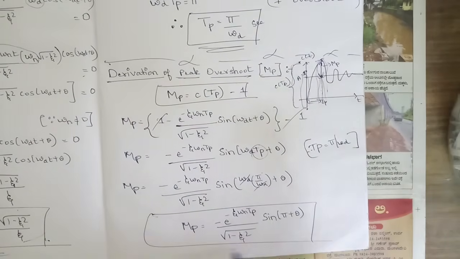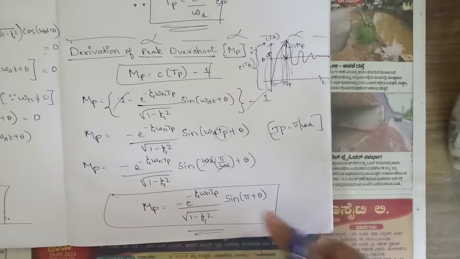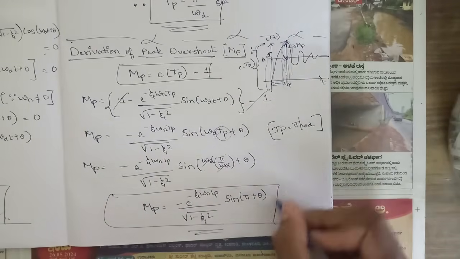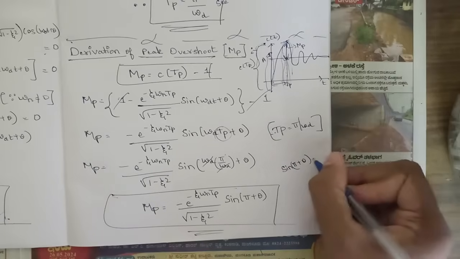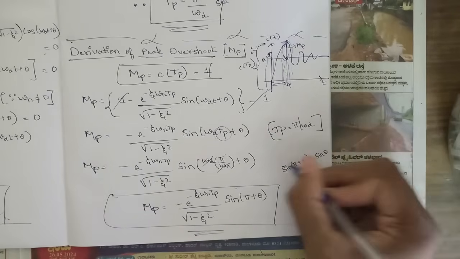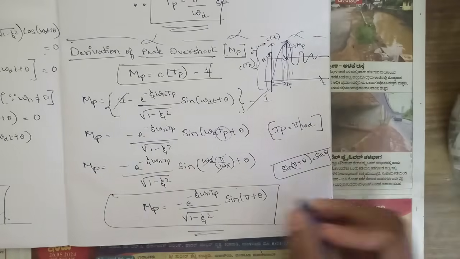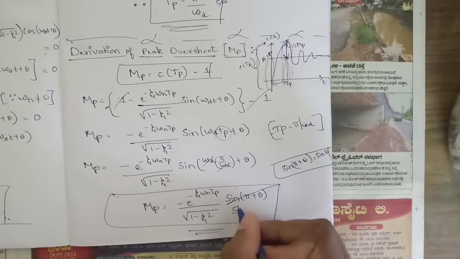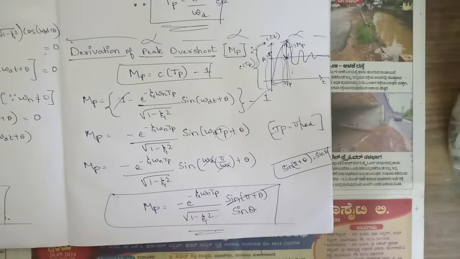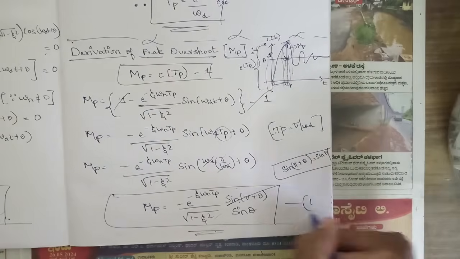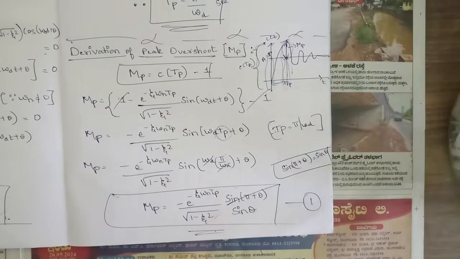So this is one expression here, but we have one more trigonometric identity if you observe here, that is sine of pi plus theta. Sine of pi plus theta is generally equal to minus sine theta according to a trigonometric identity. So now in place of sine of pi plus theta, substitute it as sine theta. So now this is the expression we are getting. Please note this expression and take it as equation 1. Now let's further derive it.